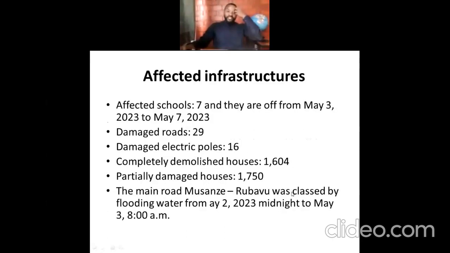Then the affected infrastructures: 7 schools were affected. Damaged roads are 29. Damaged electric poles 16. Completely demolished houses 1,604, and this made people homeless. Partially damaged houses that were in need of repair 1,750.